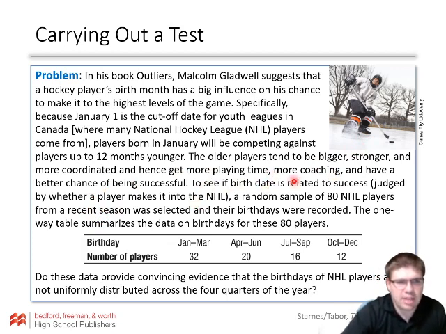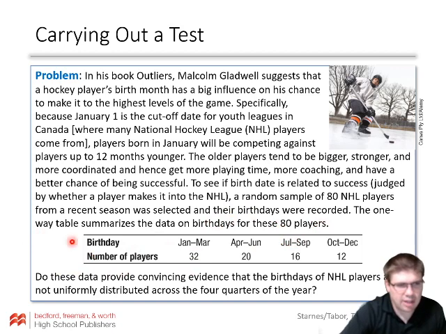To see if birth date is related to success, judged by whether the player makes it into the NHL, a random sample of 80 NHL players from a recent season was selected and their birthdays were recorded. The one-way table summarizes the data on birthdays for these 80 players. It's not quite a two-way table; we'll get to the two-way tables next section.